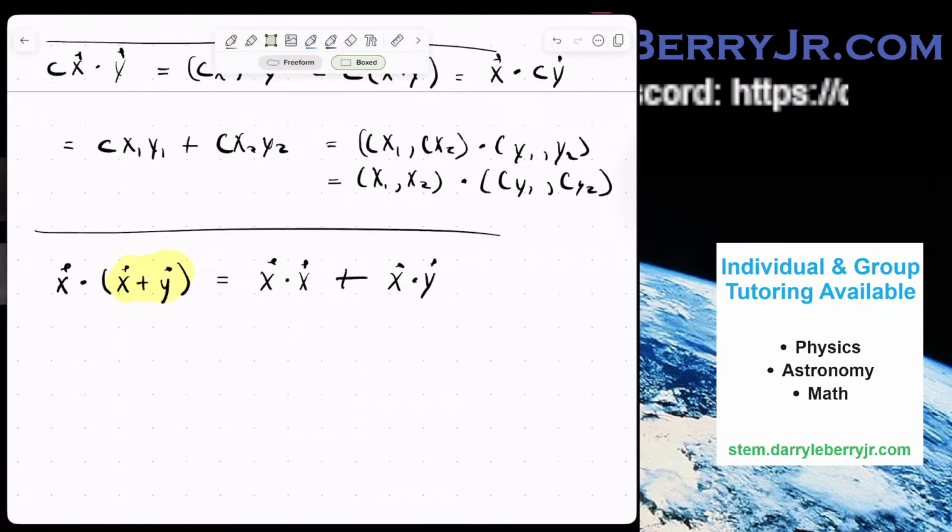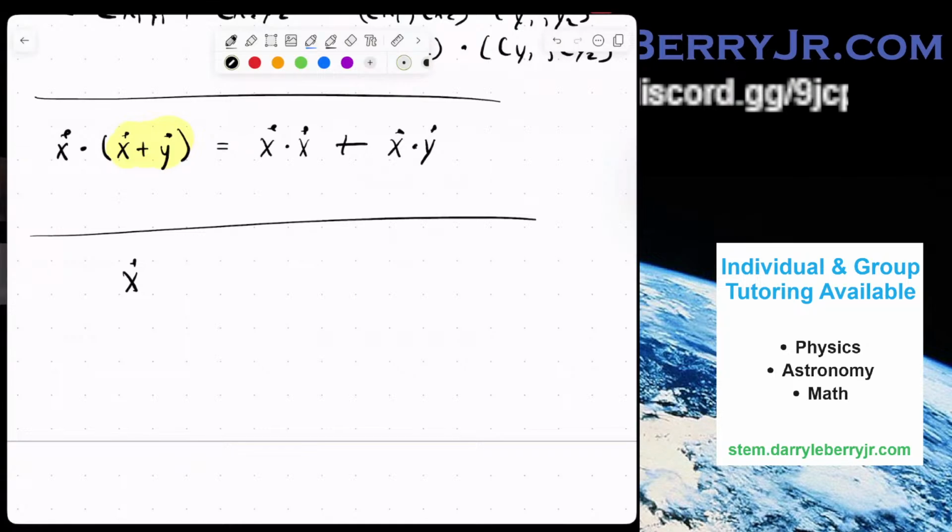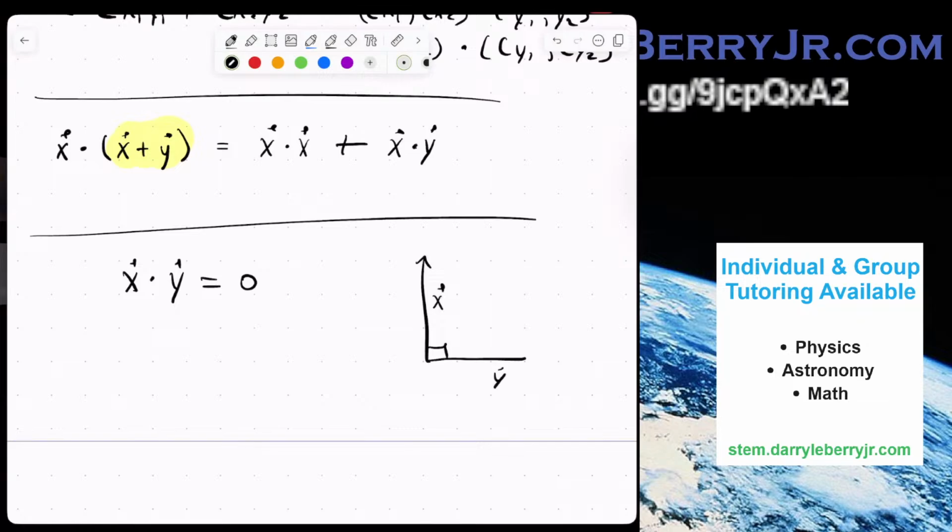So we already showed how you can factor this either way with the scalar. We already talked about how you could sum the vectors in that way. So another detail is if two vectors are orthogonal, their dot product is 0. So if this is x and this is y, it doesn't matter how long they are, the dot product equals 0.